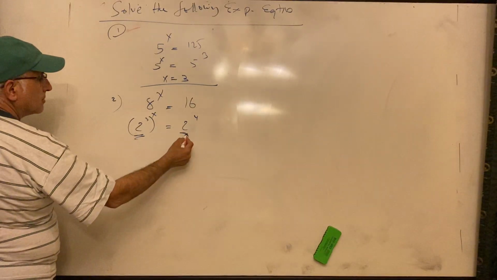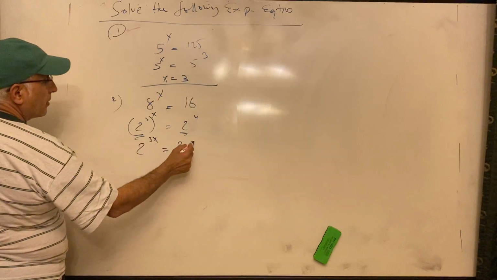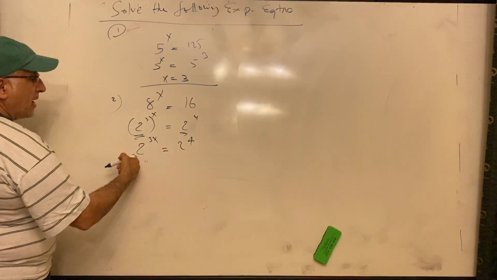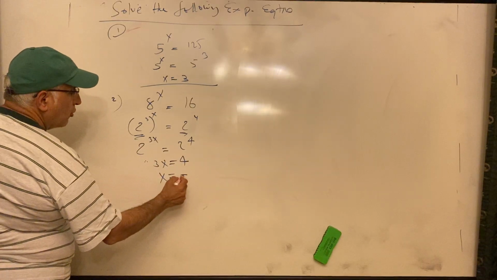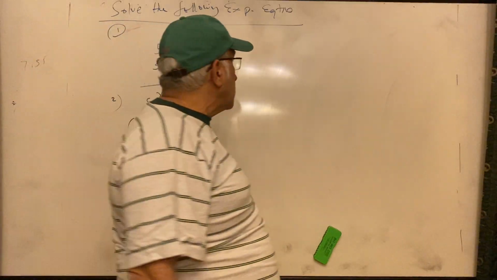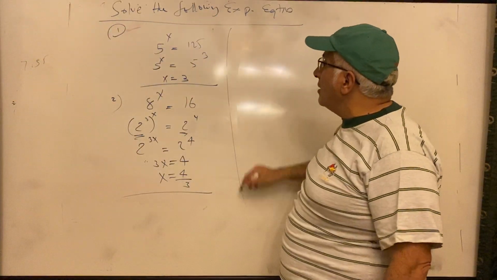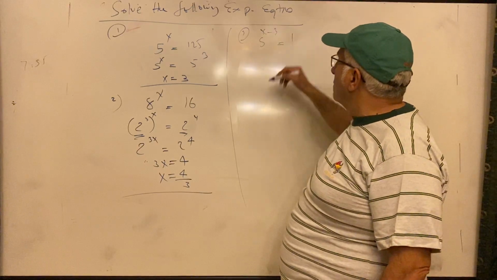Same base, gentlemen. What's 2 to the power 3 to the power x? Is 2 to the power 3x equals 2 to the power 4. So, if the bases are equal, the powers are equal. Then divide them both by 3. All right? Something very silly, something very simple, but I don't want something hard. I just want to make sure 5x minus 3 equals 1.